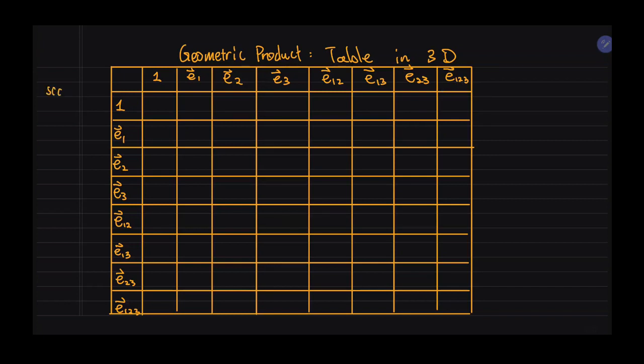So in 3D we have a scalar like in 2D, and also a vector. Also, as in the case of 2D, we have bivectors. But this time we don't have just one bivector like E12, we have E12, E13, and E23. And we also have a trivector, which we are not going to use a lot, but it would be nice to just mention it here.